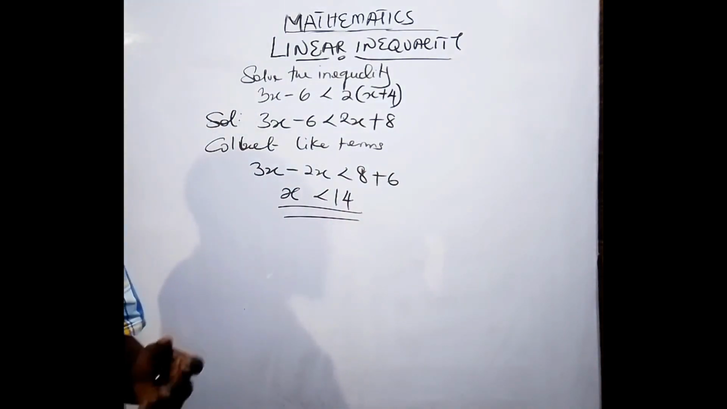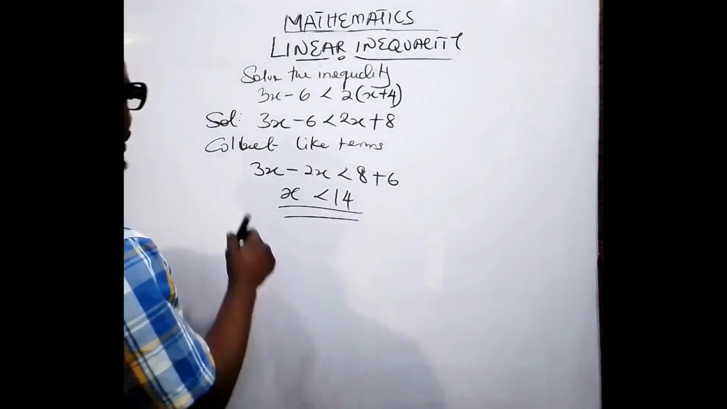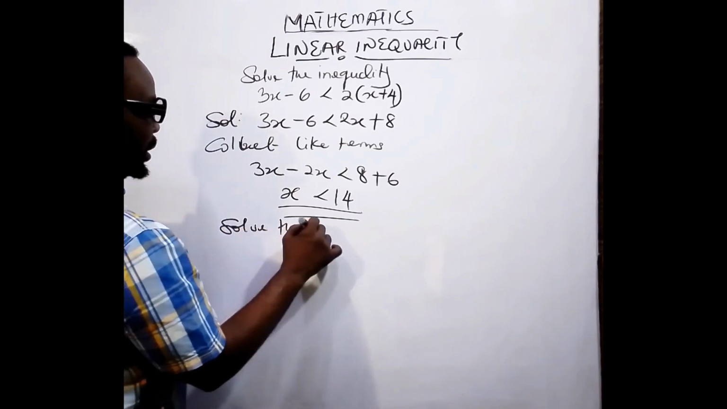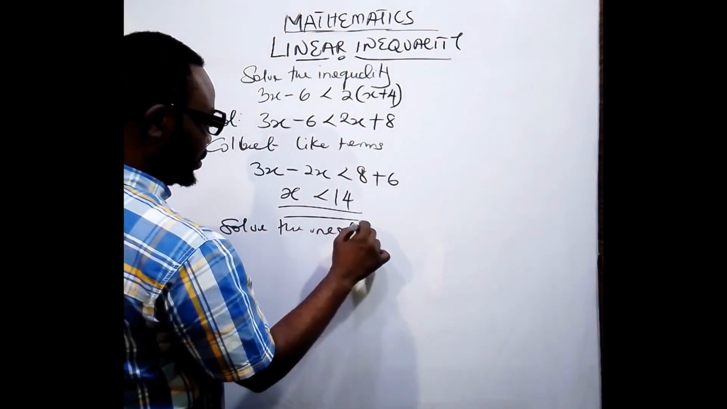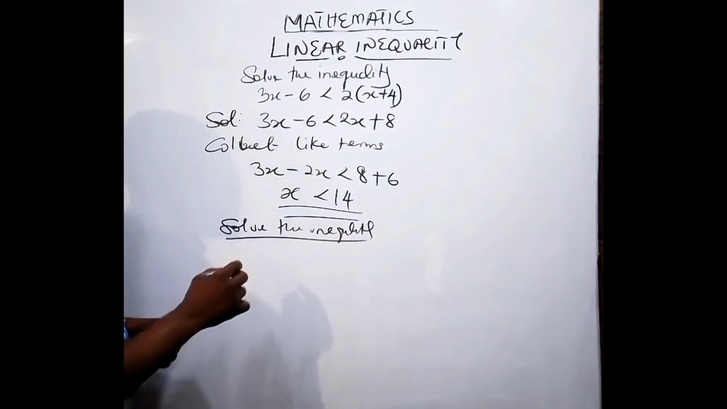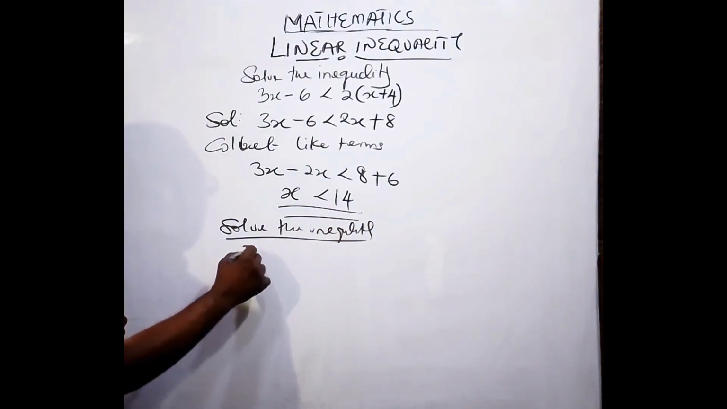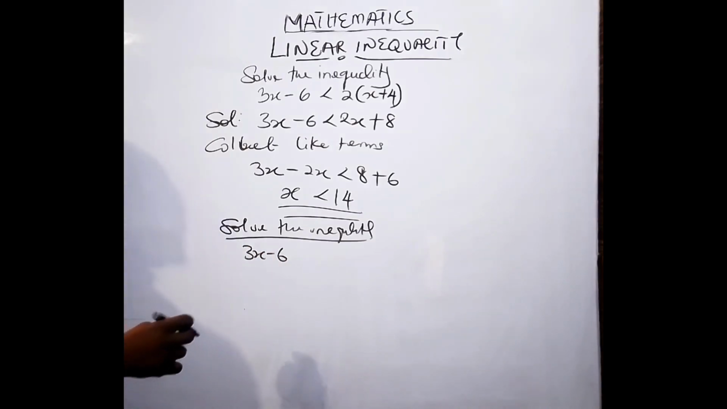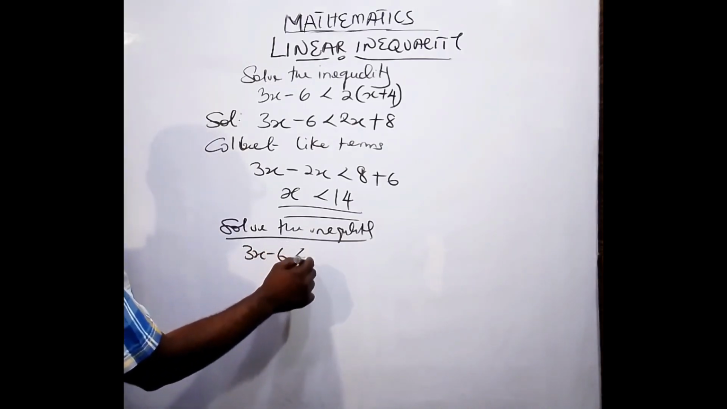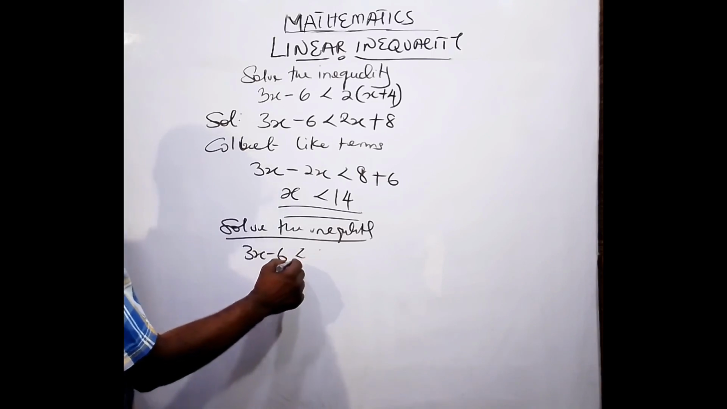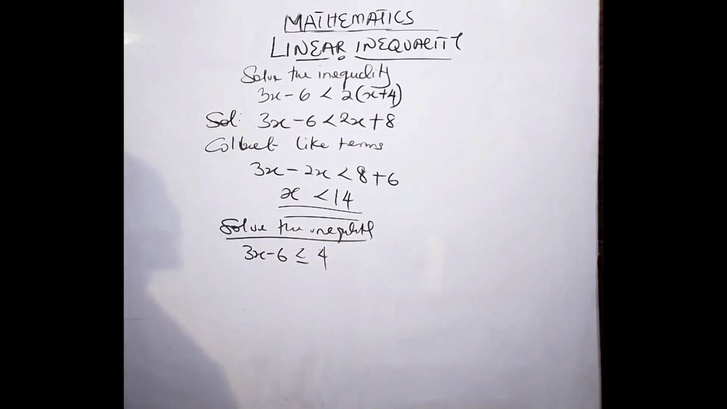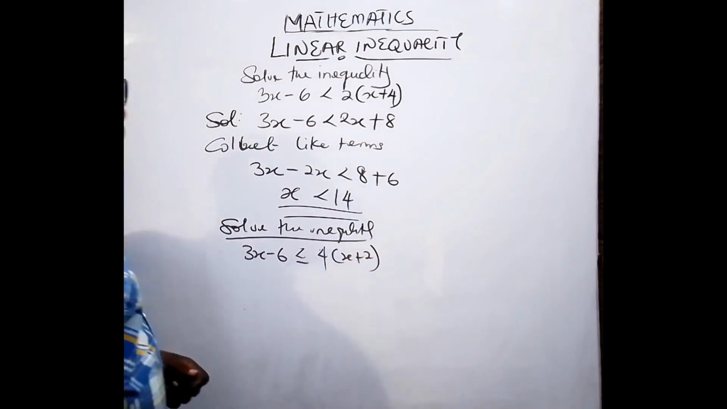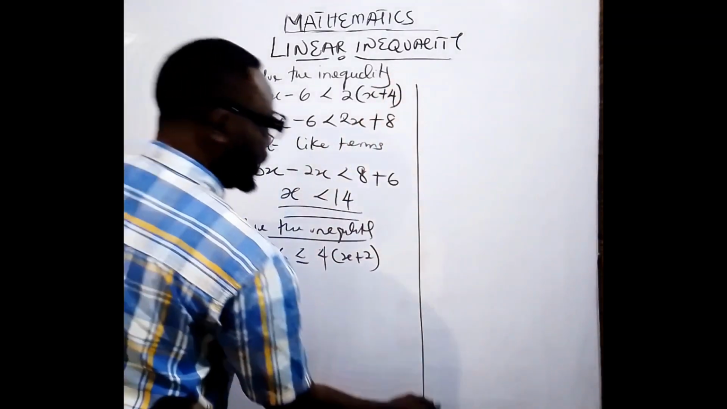Now, I'll quickly give you another question. The question says, solve the inequality 3x minus 6 is less than or equal to 4 into bracket x plus 2. It's less than or equal to 4 into bracket x plus 2.